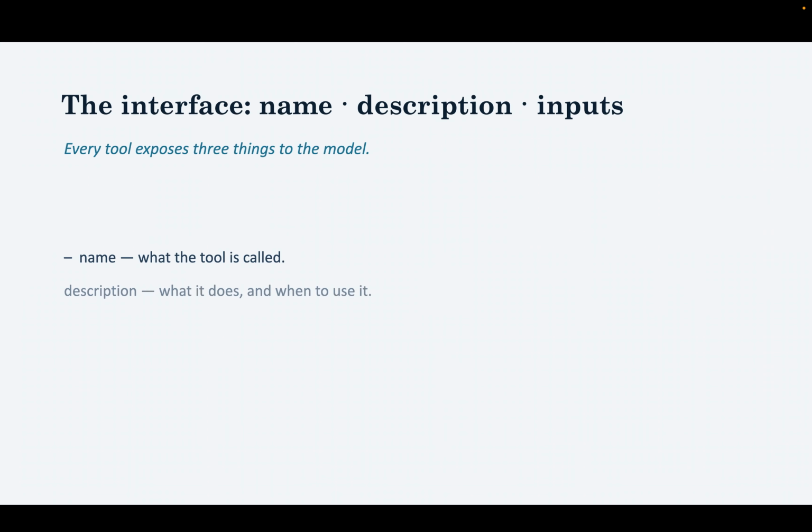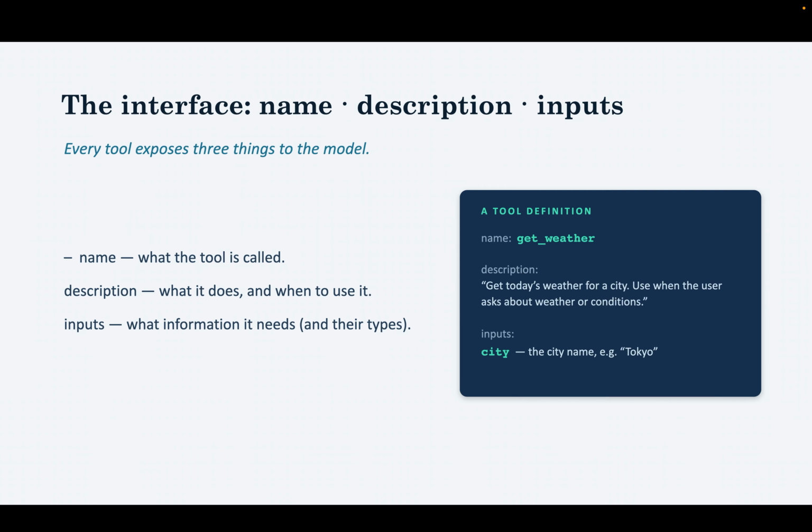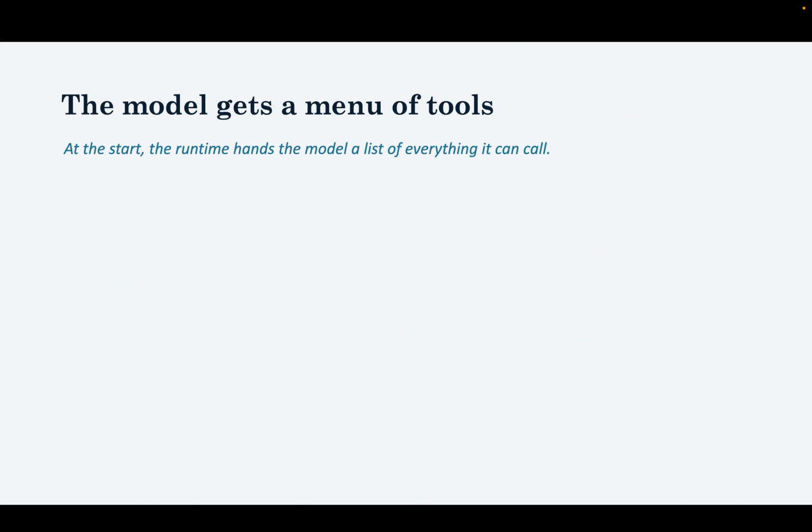So the interface is basically the name, description, and inputs. These are the three things that are exposed to the model: the name of the tool, the text description of what it does, and the inputs. It's basically the metadata of the function, and this metadata is presented to the model. Or you can say that every time a user prompts, this information is already made available by the agent runtime to the LLM.